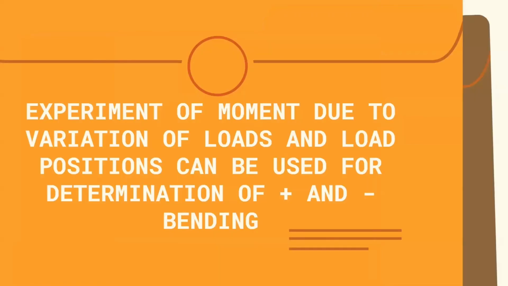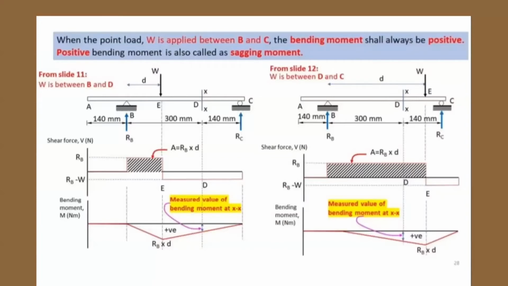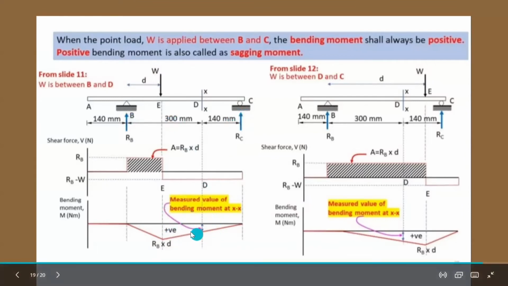From the experiment of moment due to variation of loads and load position, we can determine the positive and negative bending by plotting and drawing the shear force and bending moment diagram. Here, when the point load is applied between B and C, we can see from the bending moment diagram that our measured value at XX will always be positive, which is also known as sagging moment.